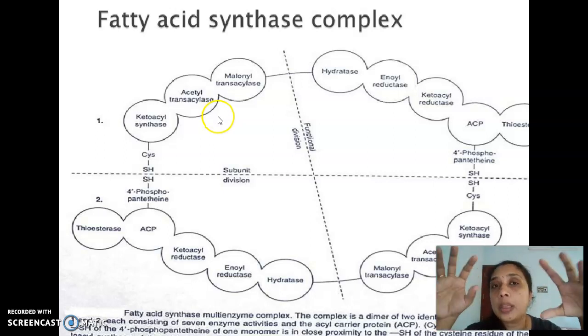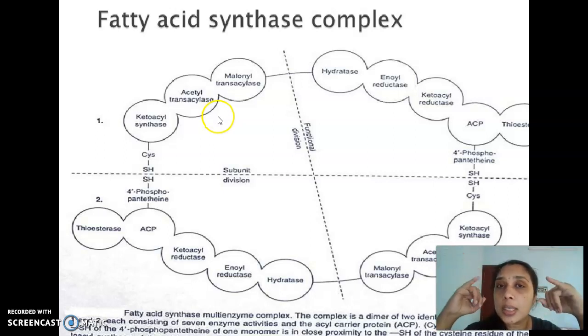So the de novo pathway involves 3 stages. First is the translocation of acetyl CoA from the mitochondria to the cytosol, followed by the carboxylation of acetyl CoA to give rise to malonyl CoA carried out by acetyl CoA carboxylase, then fatty acid synthase.